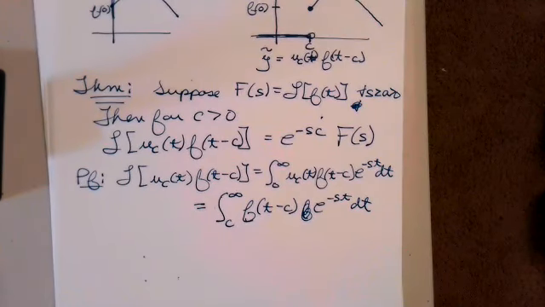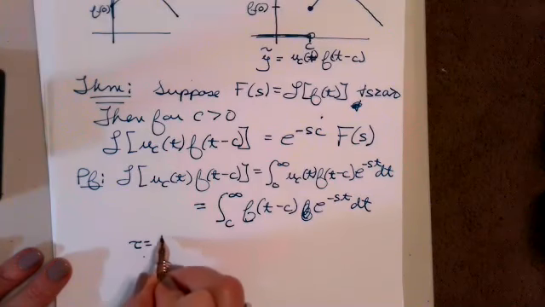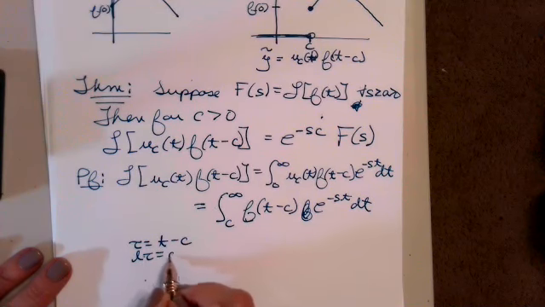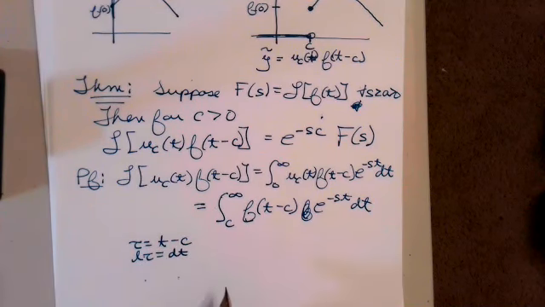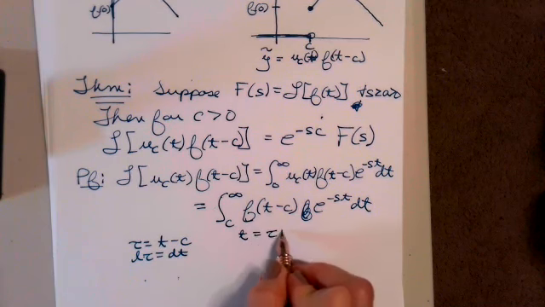And you sit there and you look at that for a minute and you say, okay, I'm going to make a change of variables. Let tau be t minus c. Then d tau is equal to dt. And notice then that t is equal to tau plus c.